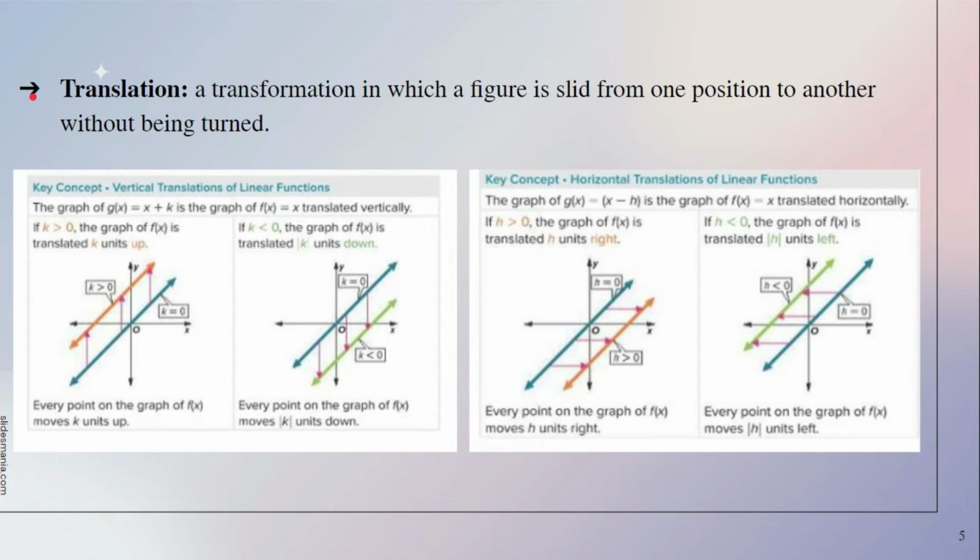A translation occurs when the graph of a line is slid, as you can see here. This is our original line, and it is slid. If we follow the arrows, we can see how it happens, to a new location. The slope does not change. Remember that the slope is the inclination or the steepness of the line.